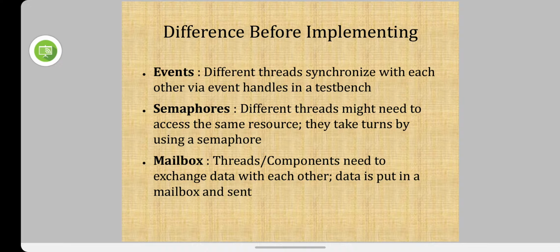Okay, so when you give something to a postman, he goes and delivers it to the end destination. That is what it is telling. Whatever it may be, a thread or a component, a process or a component, needs to exchange data with each other. So the data is put into a mailbox and sent.